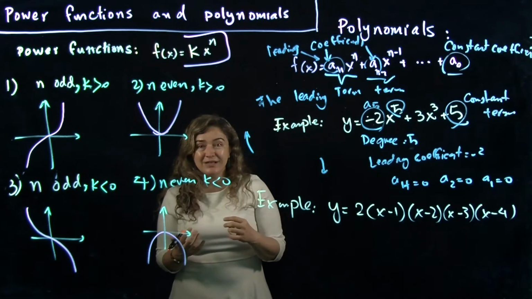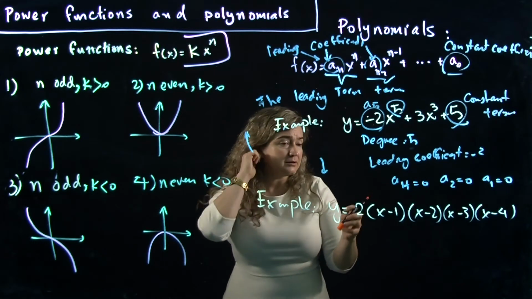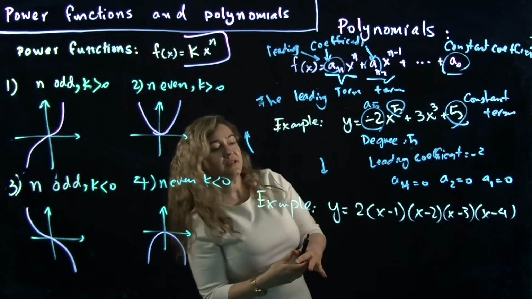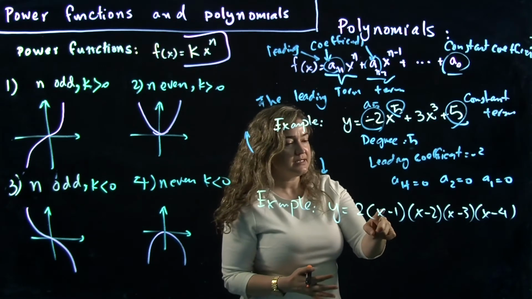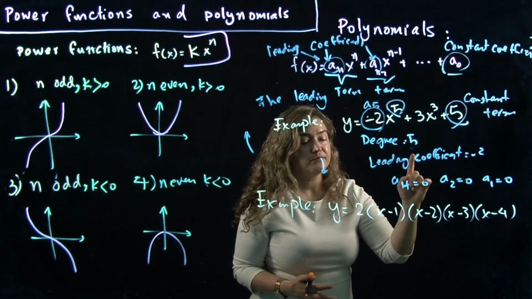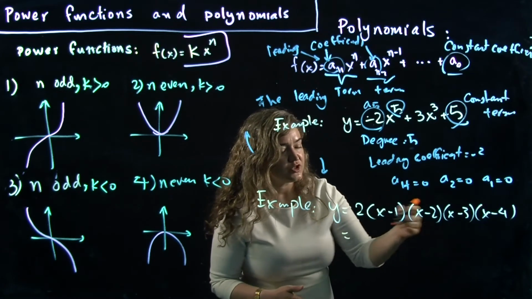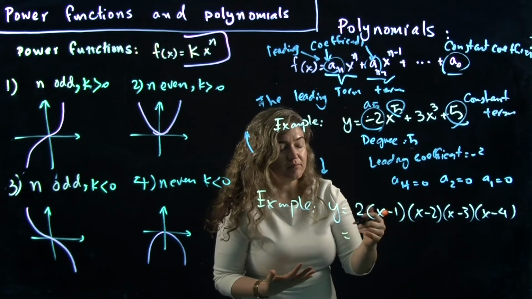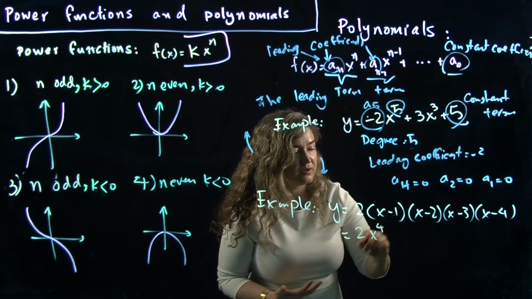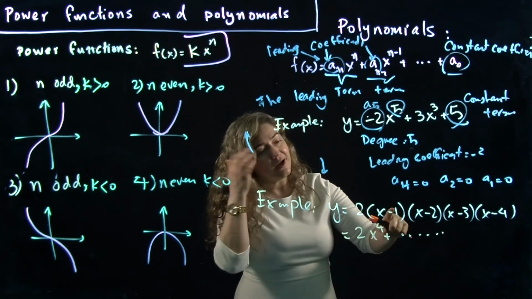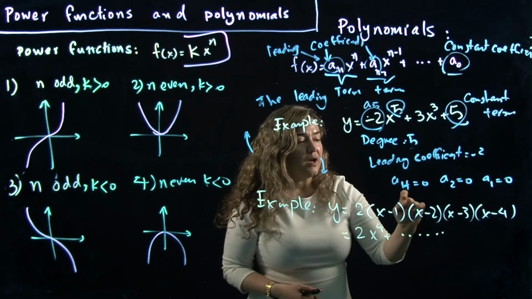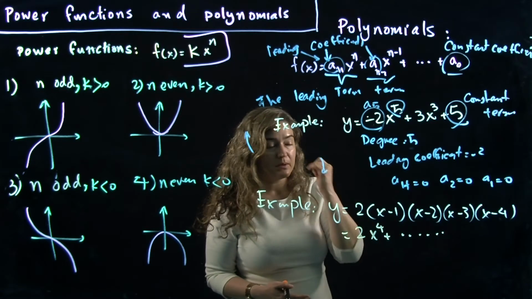Now, how do I figure out the degree of this polynomial and the leading coefficient? Remember, degree comes from the highest power of x to the power n that you get. In here, the highest power comes from multiplying this by this by this by this, and so x to the power 4. So I know that the first term, or the highest power, is going to be 2 times x times x times x times x, 2x to the power 4. Then I will get a whole bunch of things, and the constant term is 2 times negative 1 times negative 2 times negative 3 times negative 4. That would be 12 times 2 times 2. That would be 48.